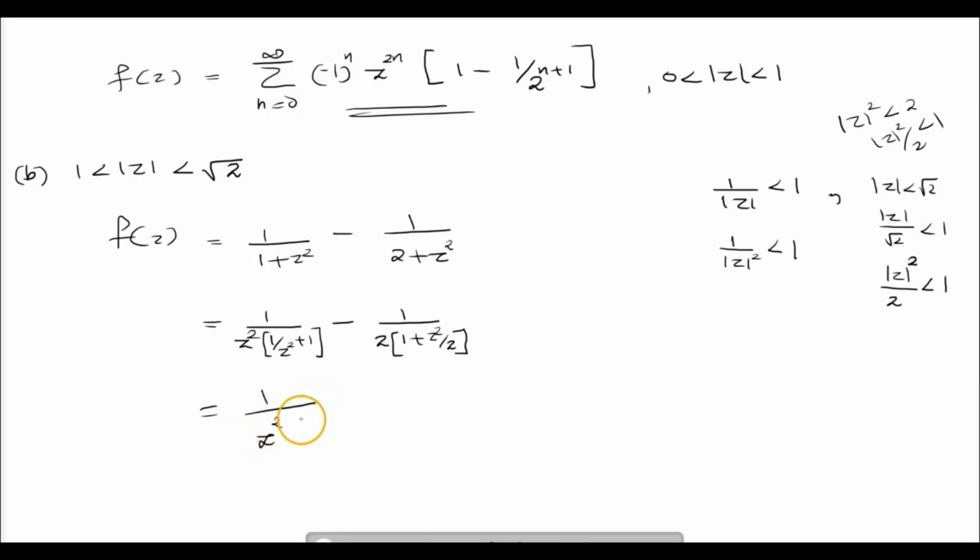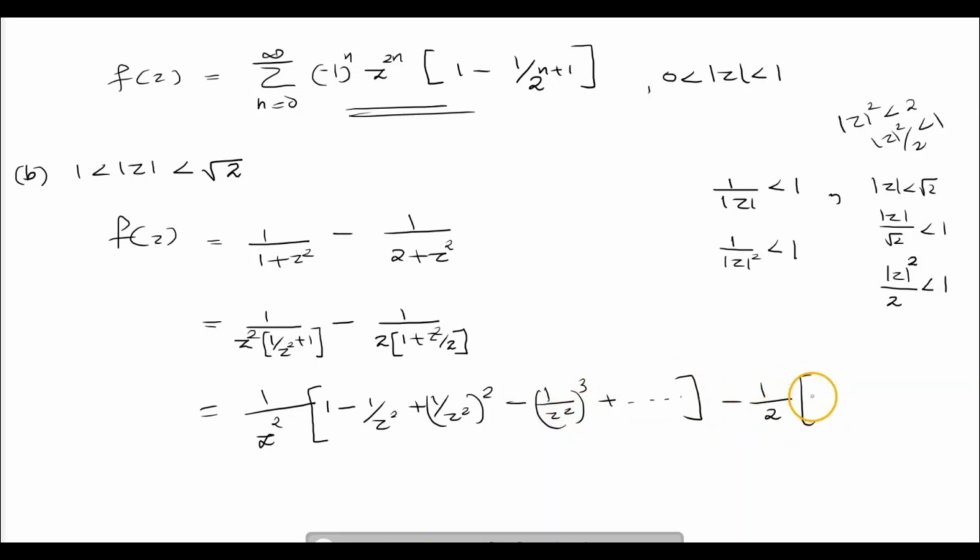So this is 1 by z square into 1 by 1 plus 1 by z square, that is 1 minus 1 by z square plus 1 by z square whole square minus 1 by z square whole cube plus etc. Minus 1 by 2 into 1 minus z square by 2 plus z square by 2 whole square minus z square by 2 whole cube etc. That is, this is the series.